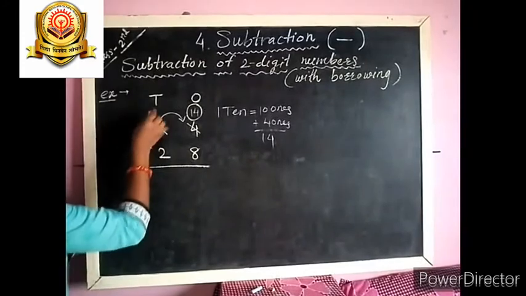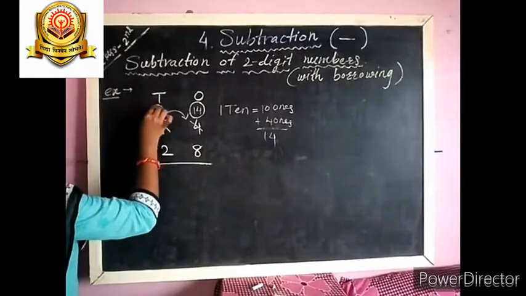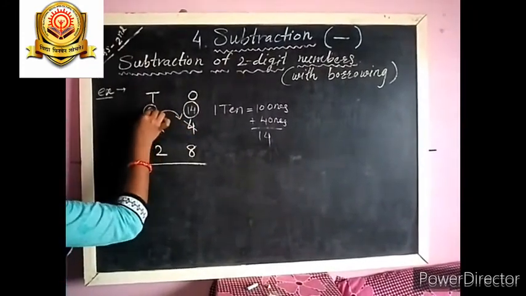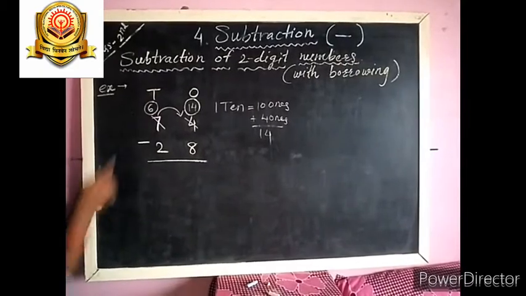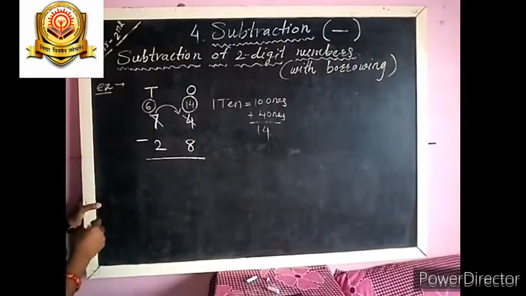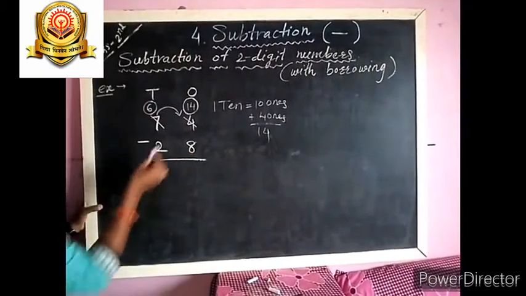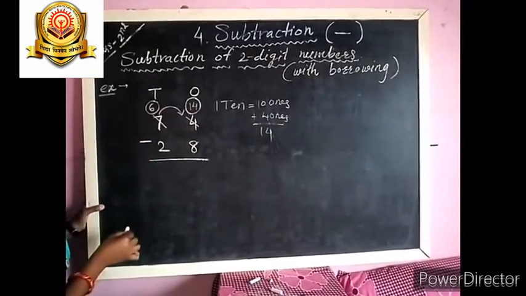And we take one borrow from 7 tens. Then how many remaining here? 7 minus 1 equals 6. So write here 6. Now students, we can easily subtract 8 from 14.